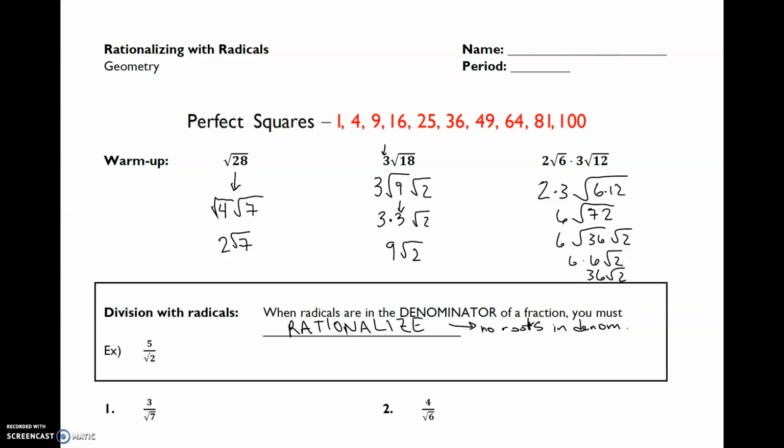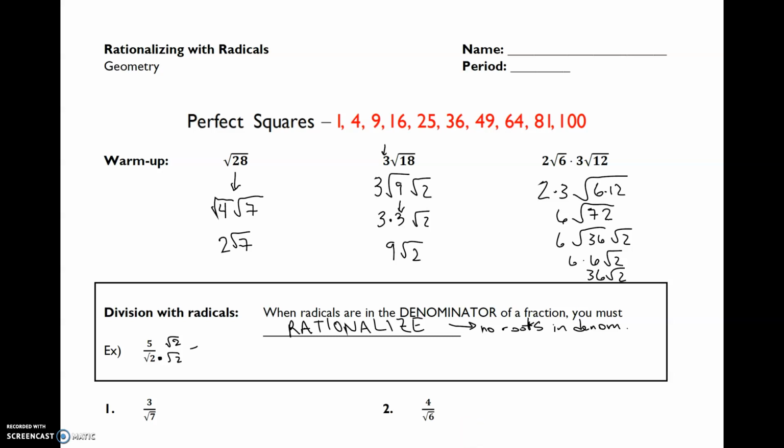So our way that we rationalize is we have to multiply the top and bottom by that square root that you see in the bottom. So 5 over square root of 2, how are we going to get rid of the square root in the bottom? We multiply by the square root of 2 on top and bottom.